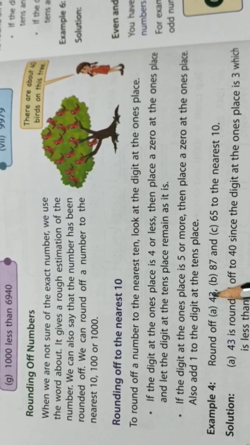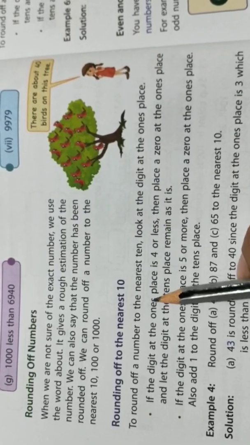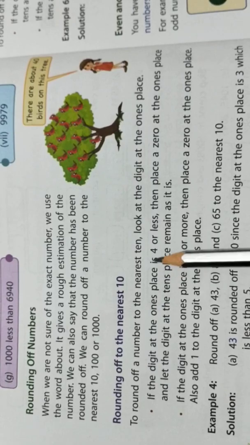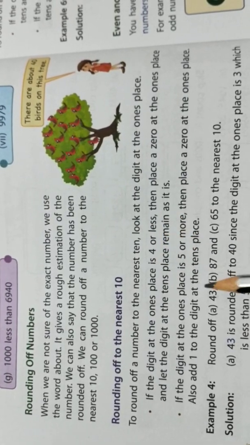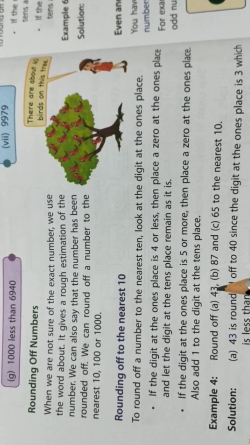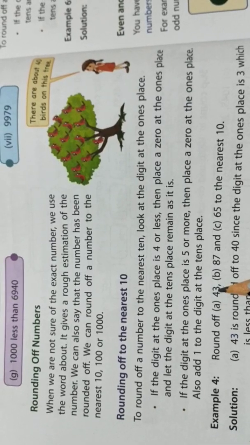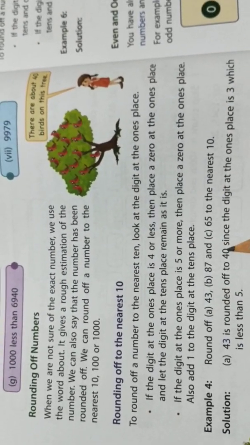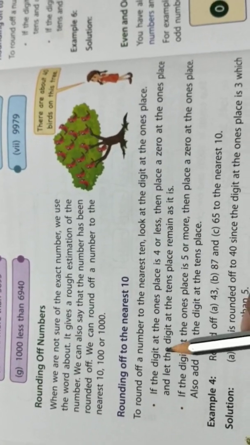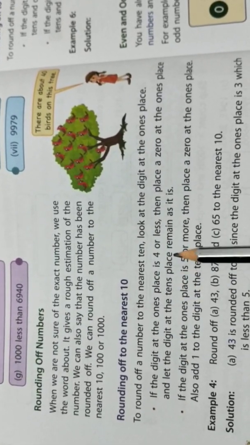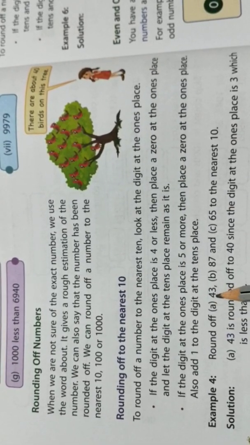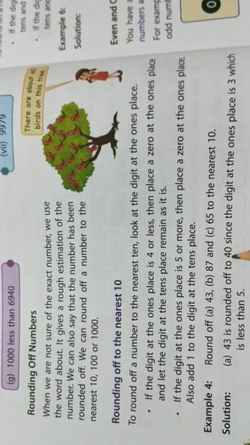What they are saying is, if the digit at the ones place is 4 or less, it's less than 4, then place a 0 at the ones place, and let the digit at the tens place remain as it is. So the digit at the tens place should remain as it is.